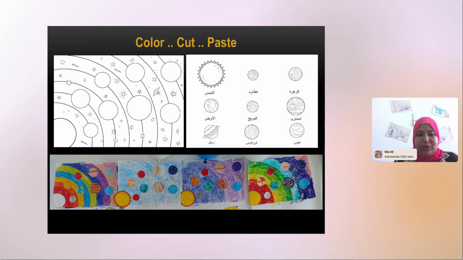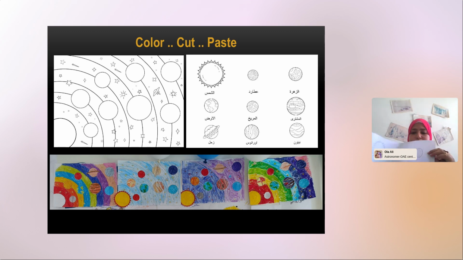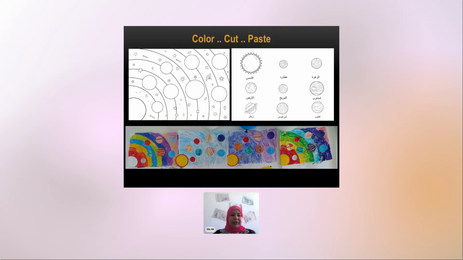Another activity, also with an artist there helping me, is this one. These are two different kinds of papers. This is planets with Arabic writing, of course. They have to color them and start cutting them and adding them to this one as a background to create the 9 planets, the 8 planets at the end.